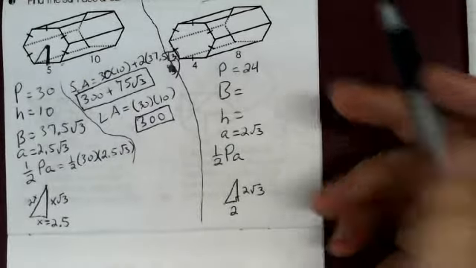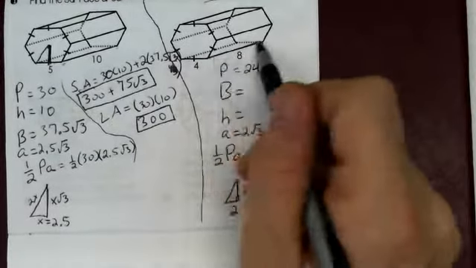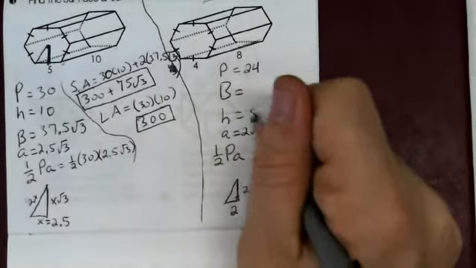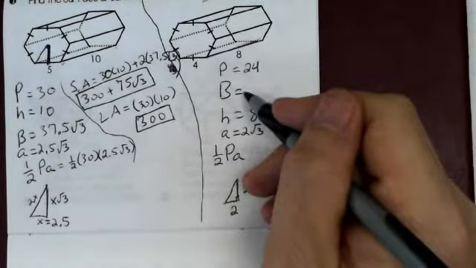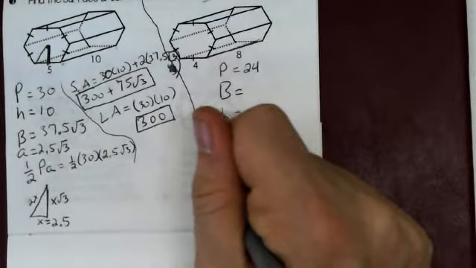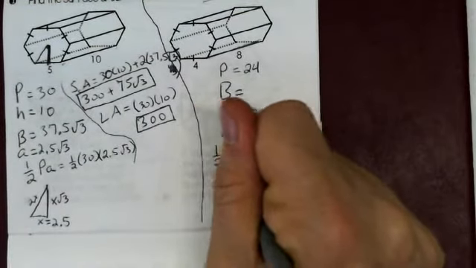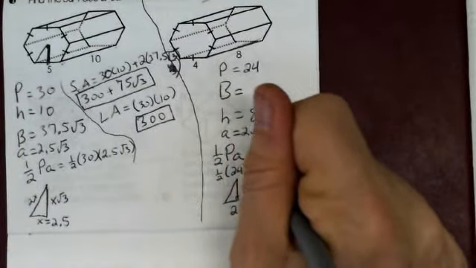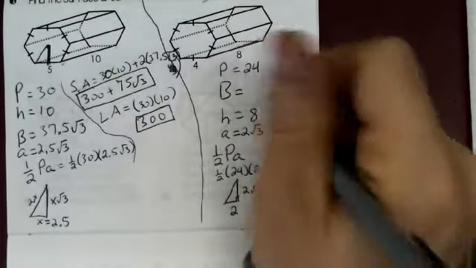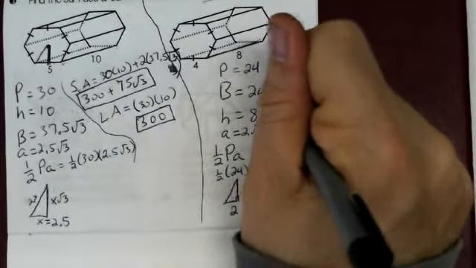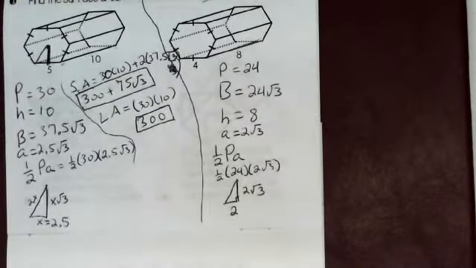The height of my prism, remember that's the distance from one base to the next, that would be 8. And now for the area of the base, that would be 1/2 of the perimeter 24 times the apothem 2 square root of 3, and that's going to give us 24 on the square root of 3.